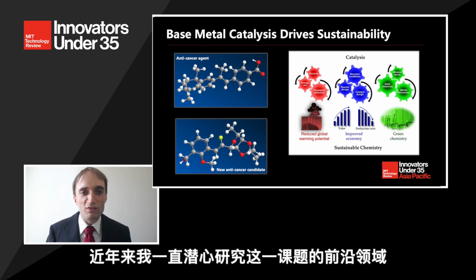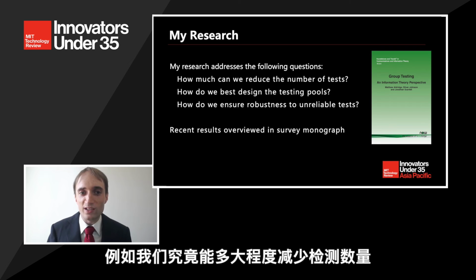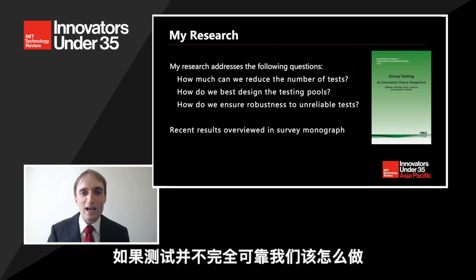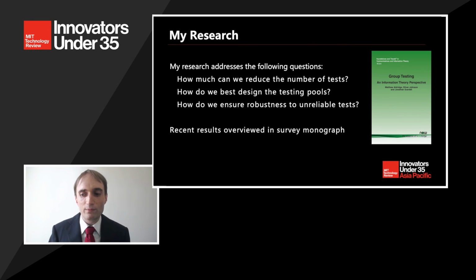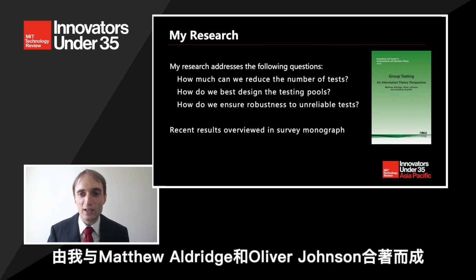I've aimed to remain at the forefront of this research topic in recent years, tackling fundamental questions such as how much can we reduce the number of tests, how should we best design the testing strategies, and how can we be robust if the tests are not perfectly reliable. Many of these results are surveyed in the monograph shown here, co-authored with Matthew Aldridge and Oliver Johnson.